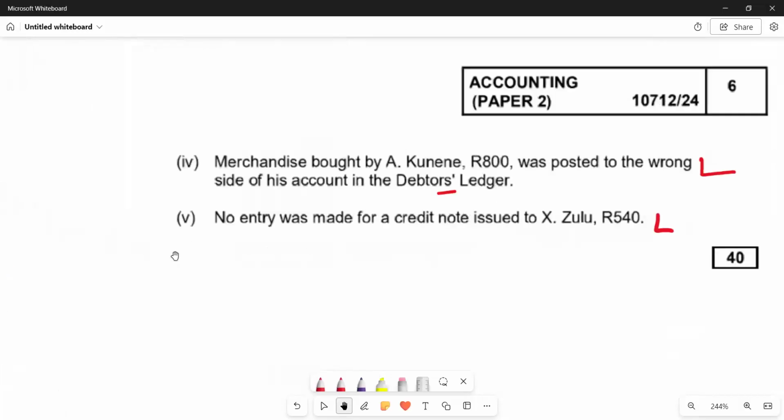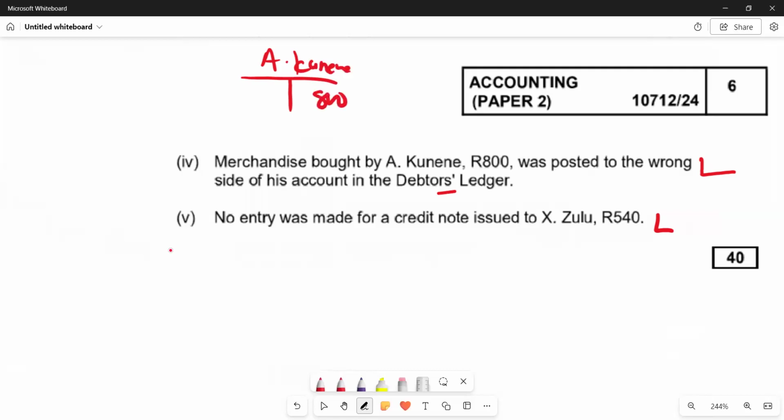We are having number 4. This is saying merchandise bought by Ekunene, 800 rands, was posted to the wrong side of his account in the debtors ledger. So this was supposed to increase the amount Ekunene is owing, but we entered it on the credit side of Ekunene, and by entering on the credit side it was a subtraction. So the scenario that we have is that we have Ekunene's account in the debtors ledger, and we posted it to the credit side instead of the debit side.